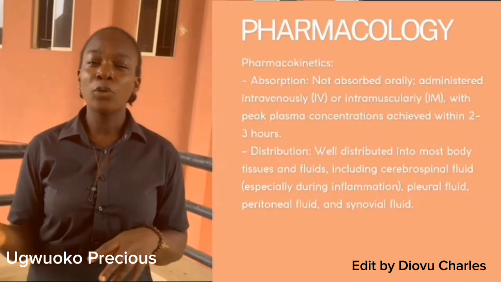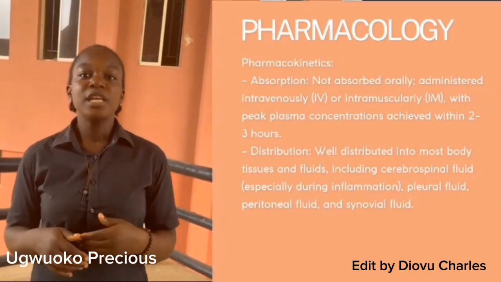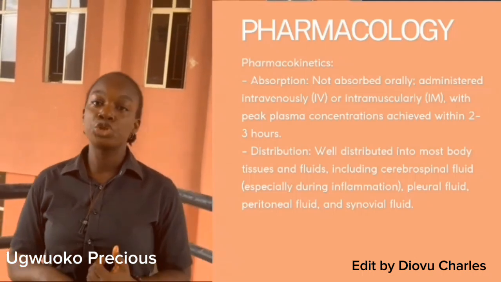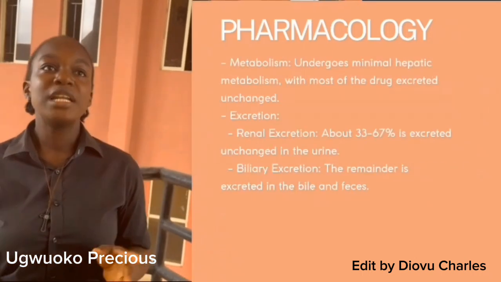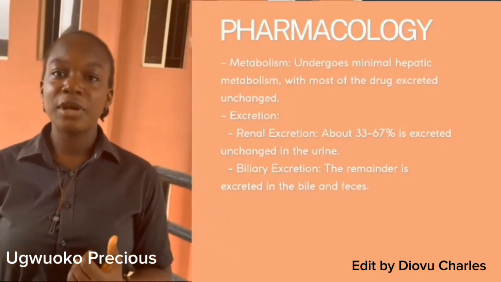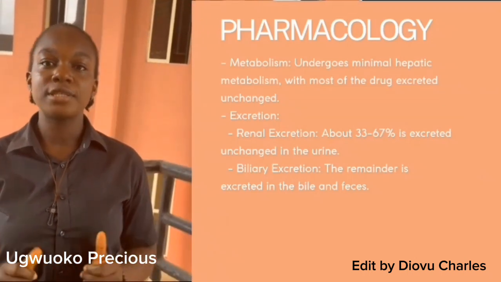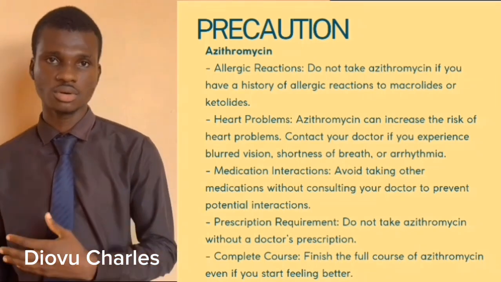It is not absorbed orally because it is administered either intravenously or intramuscularly. It has a high volume of distribution in the body tissue and in the body fluids, such as the cerebrospinal fluid, and it is metabolized minimally in the liver. The excretion is done either in the renal, in the bile, or in the feces. Ceftriaxone is known for its effectiveness in the treatment of cough.